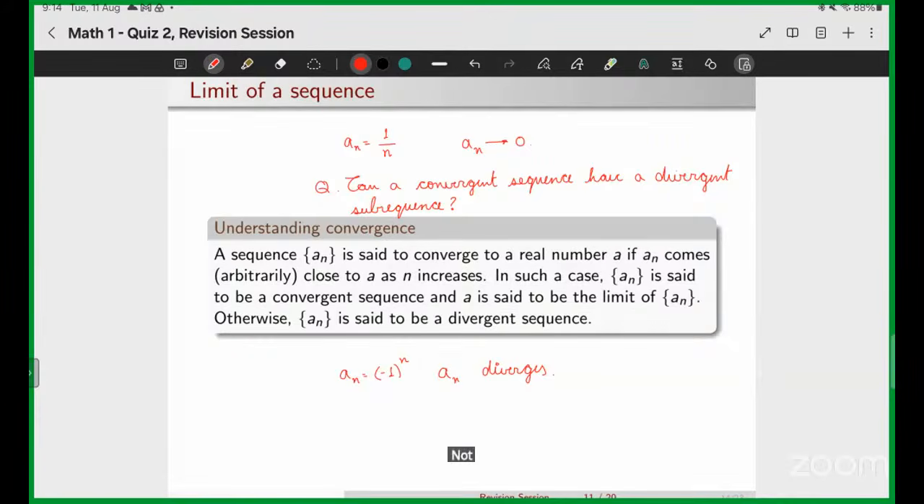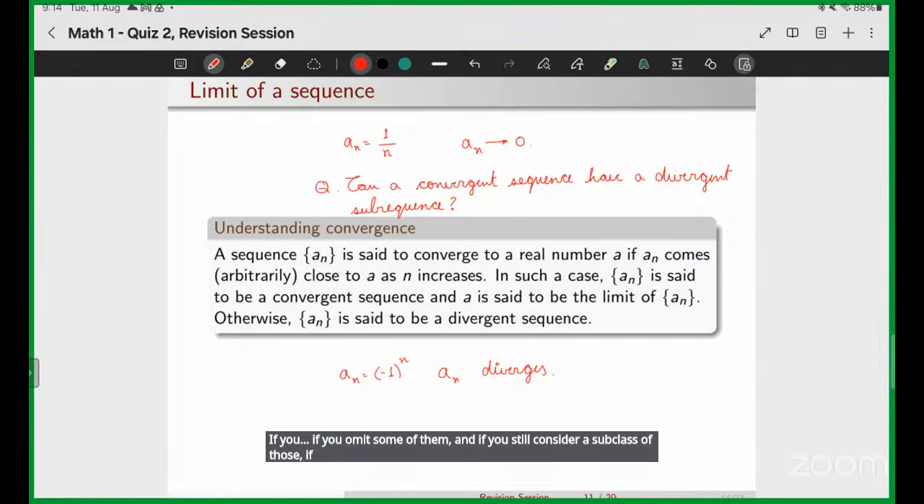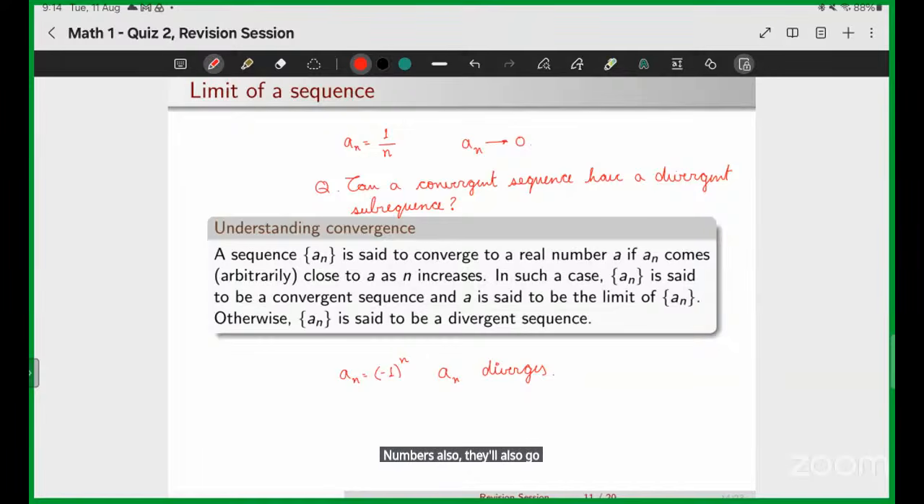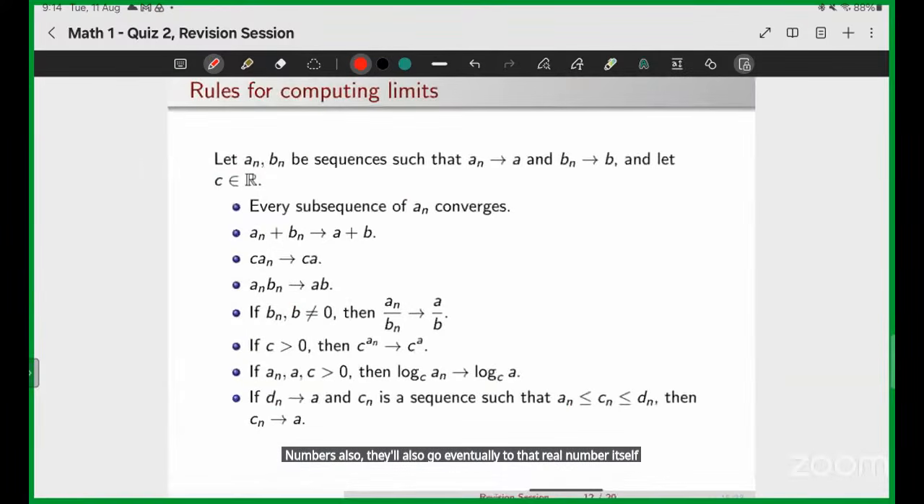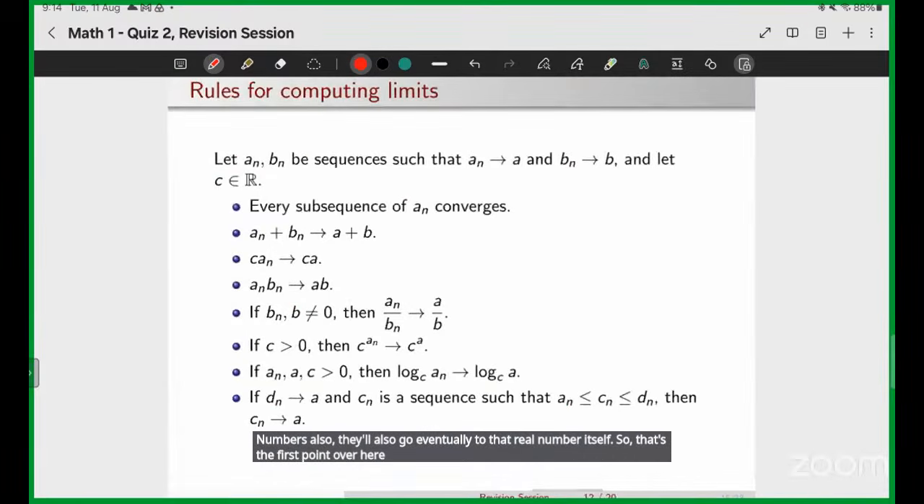Not at all, right? You are saying that all terms eventually go to some real number. If you omit some of them, and you still consider a subset of those numbers, they'll also go eventually to that real number itself. So that's the first point over here. Every subsequence of a convergent sequence converges.